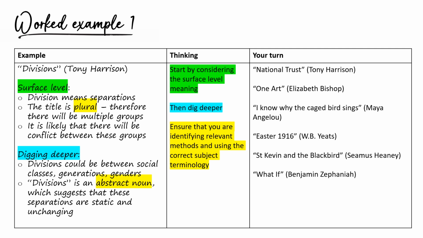And as I've been doing that, I'm just making sure that I'm identifying the relevant methods as well and using the appropriate subject terminology. Don't shoehorn this in, but it should arise naturally in what you're saying. So for example, I've highlighted these in yellow. The title is plural. Plural in itself is a method. We've got the abstract noun that I've mentioned and explained already. So make sure you're using that proper subject terminology as you're doing your analysis. Okay, it's over to you now.